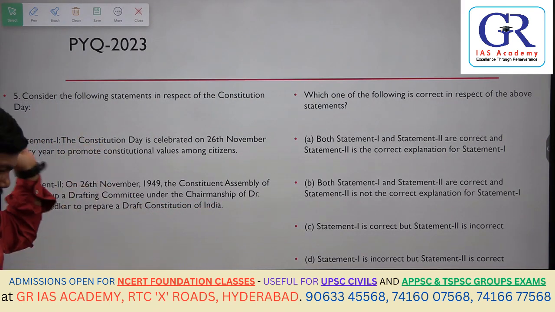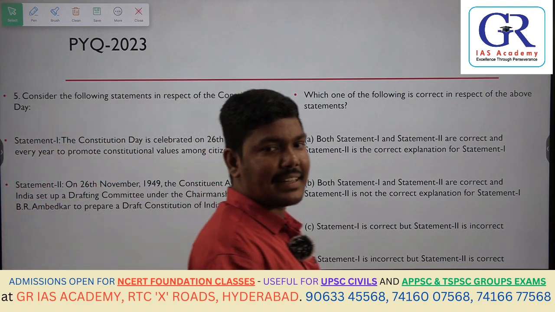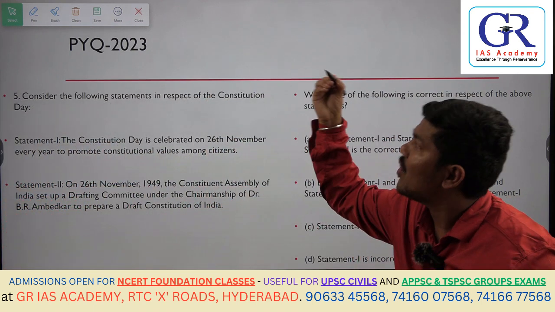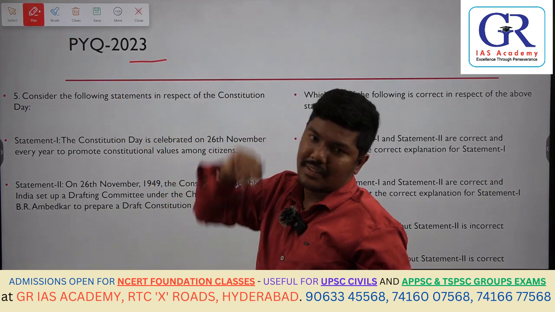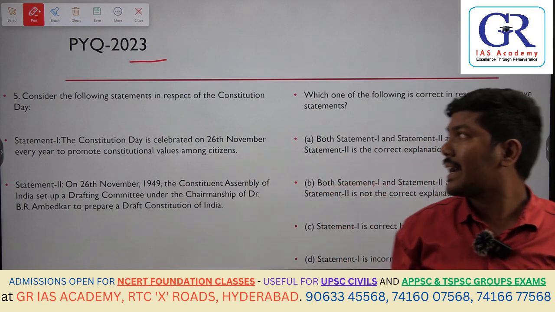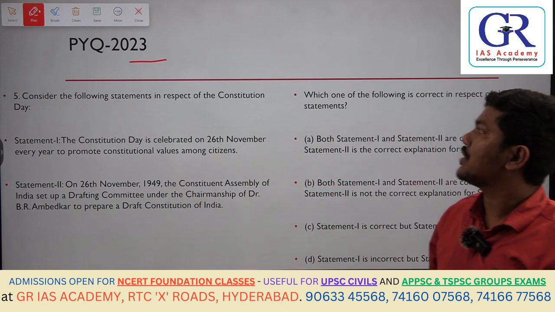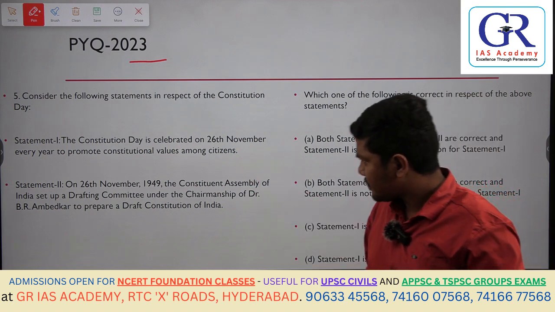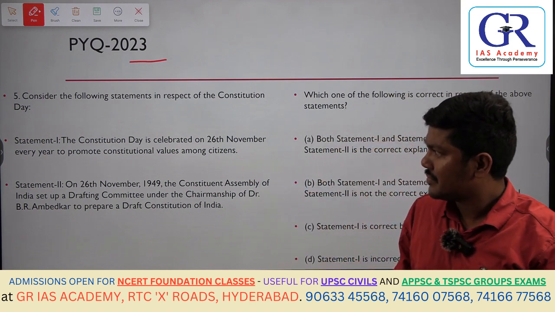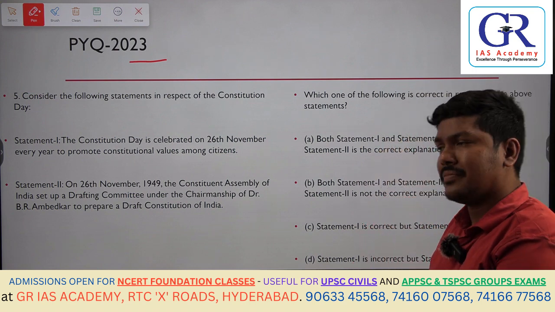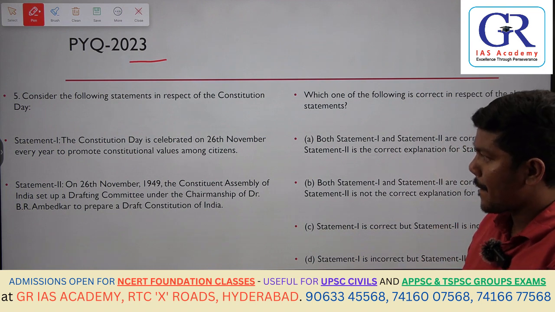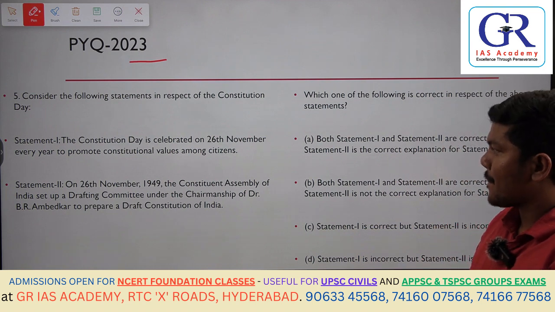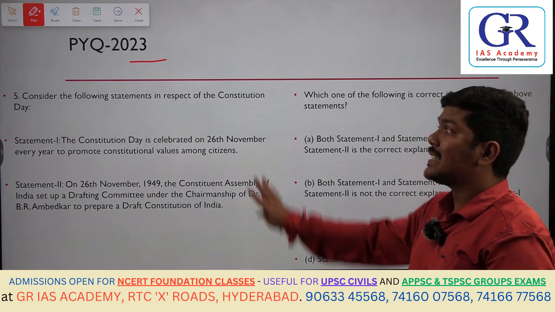And this was the question. On the previous slide we have seen, right? Consider the following statements about Constitution Day, and this was the most recent and latest question that was asked in 2023. So, a question asked 4-5 months back. Consider the following statements with respect to the Constitution Day. The first statement: the Constitution Day is celebrated on 26th November every year to promote constitutional values among the citizens. The second: on 26th November 1949, the Constituent Assembly of India set up the drafting committee under the chairmanship of Dr. B.R. Ambedkar to prepare the draft Constitution of India. Which statements are correct?